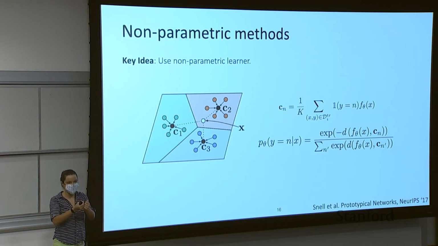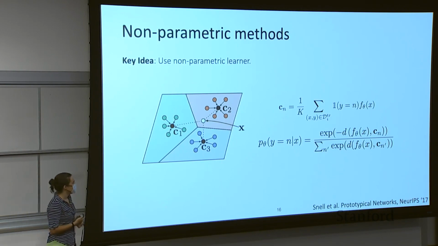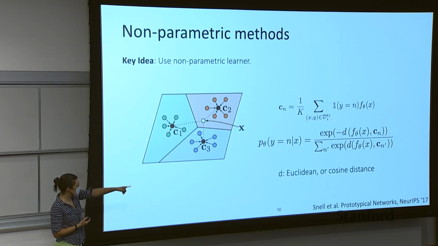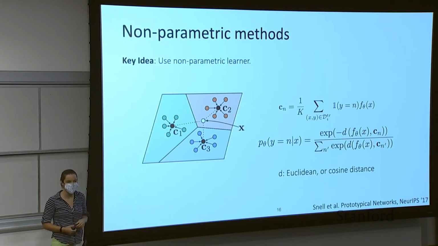It could be by multiplication, or an L2 distance function or something like that. And then we could exponentiate and normalize to get a distribution. D here corresponds to, it could be Euclidean distance or cosine distance, measuring the distance between f of x, which is the white dot, to each of the c's, and then comparing the distances between the two different classes.